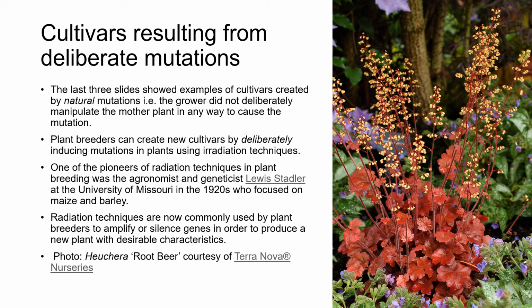The previous 3 slides showed examples of cultivars created by natural mutations. This means that the grower didn't deliberately manipulate the mother plant in any way to cause the mutation. But plant breeders can create new cultivars by deliberately inducing mutations in plants by using irradiation techniques with X-rays or gamma rays. One of the pioneers of radiation techniques in plant breeding was the agronomist and geneticist Lewis Stadler at the University of Missouri in the 1920s, who focused on maize and barley.